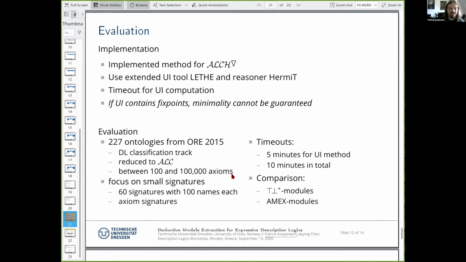The reason is that if the uniform interpolant method fails within this time window, usually there are only a few names left, and we would then continue to compute a module for the extended signature and see whether we still get something small. We focused in this experiment on small signatures with 100 names each, as well as on signatures based on the axioms in the ontology. And we compared our approach with the star modules as implemented in the OWL API, as well as with AMEX modules, and we used ontologies from the OWL Reasoner Evaluation competition 2015.